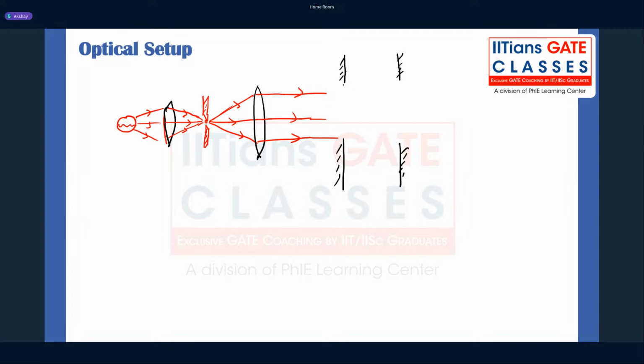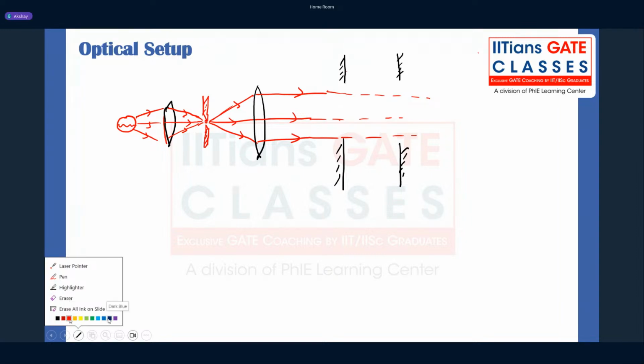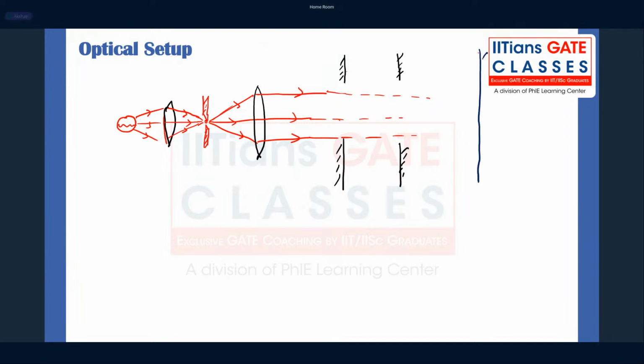Usually the test section will be provided with an optical window through which light can pass. At the end, you provide a screen or, usually, high speed cameras which can record whatever is hitting onto it. Let us have a screen. You capture the light which is coming after the test section.